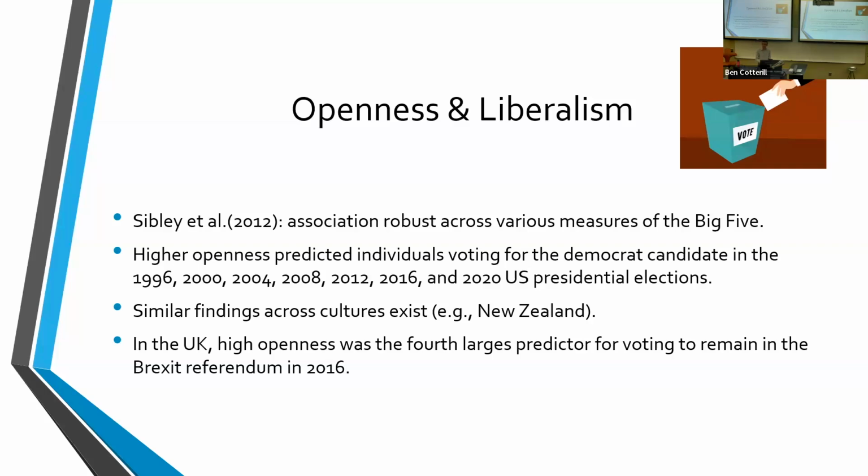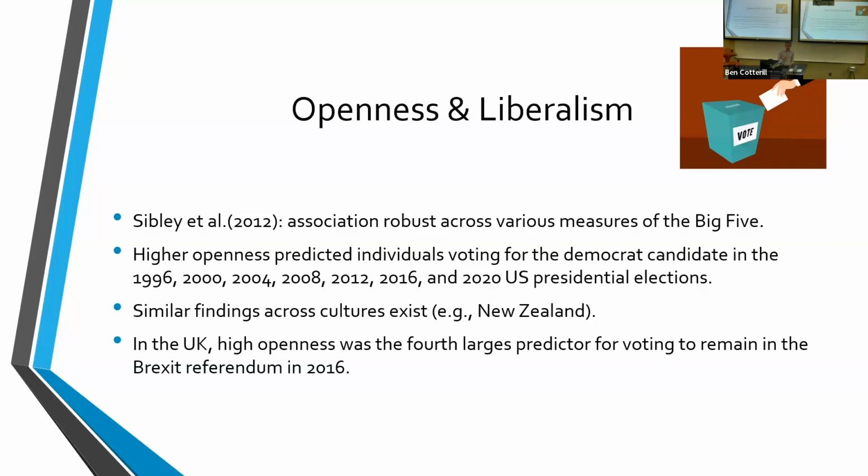And those lower in openness were more likely to vote for the Republican candidate, regardless of who the candidate was, okay? So every single presidential election here in the US since the research started in 1996. And then it's been found in other countries too, okay? Again, the exact same findings, okay? In Canada, in Europe, even as far afield as New Zealand, okay?